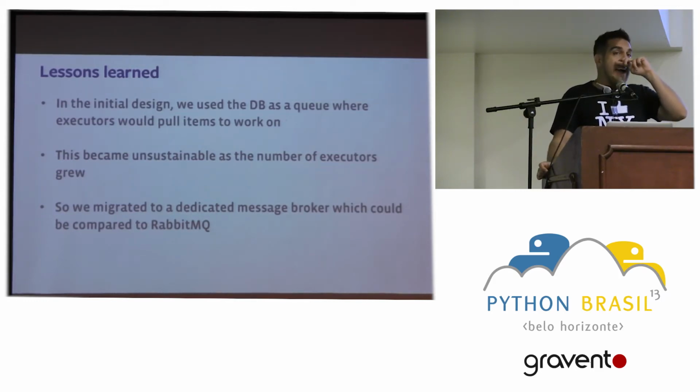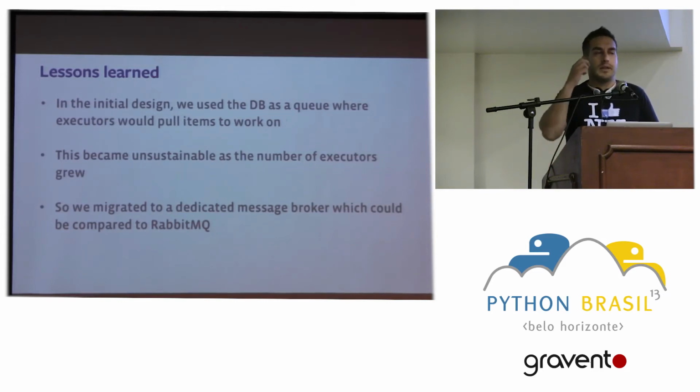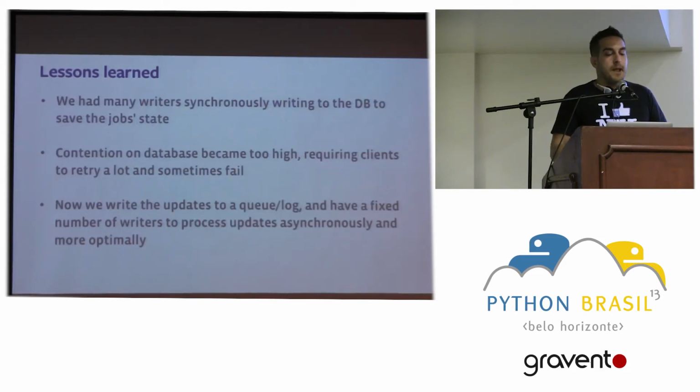So as our service grew in scale, and now we have a lot of services using it, like hundreds, it became unsustainable. We started having a lot of errors. So we migrated the queue to a dedicated message broker. Again, similar to RabbitMQ, but not RabbitMQ. And our contention improved dramatically.